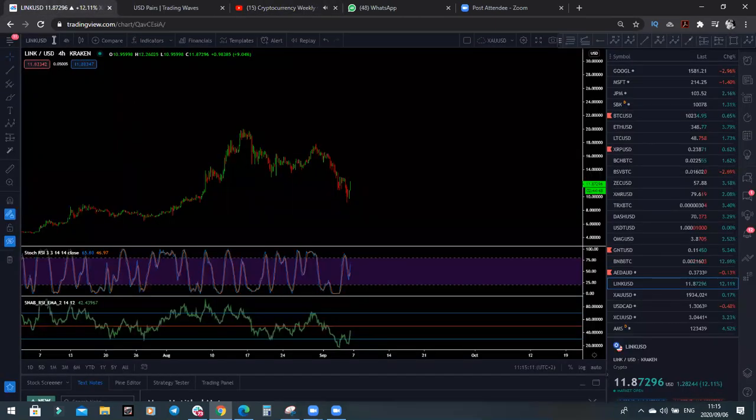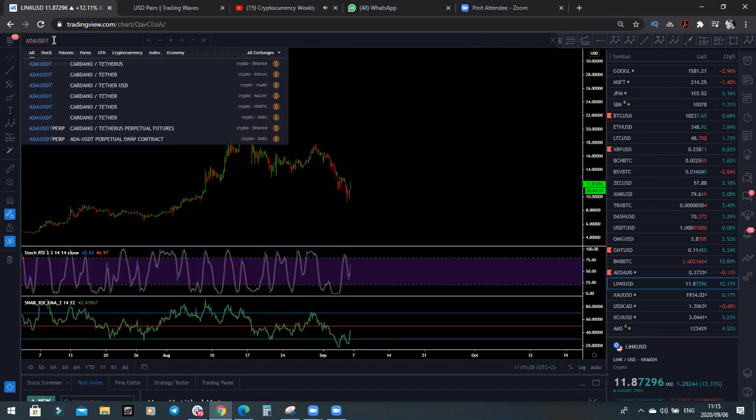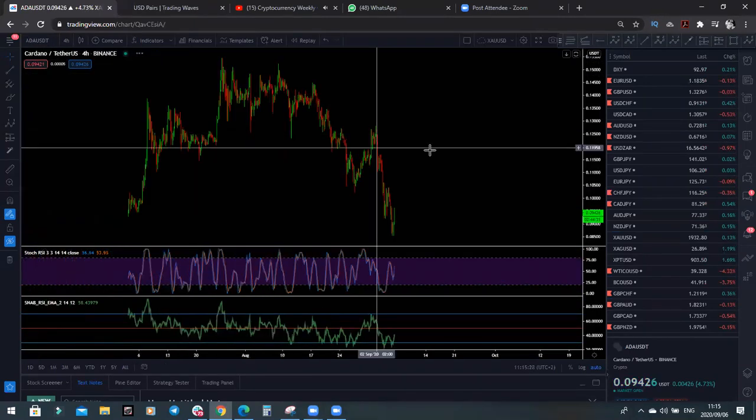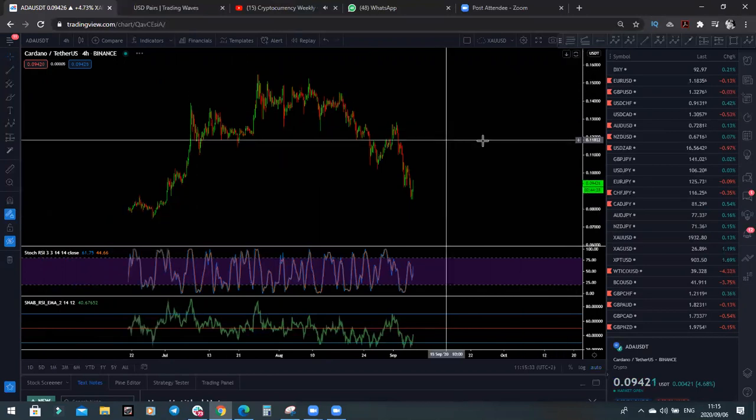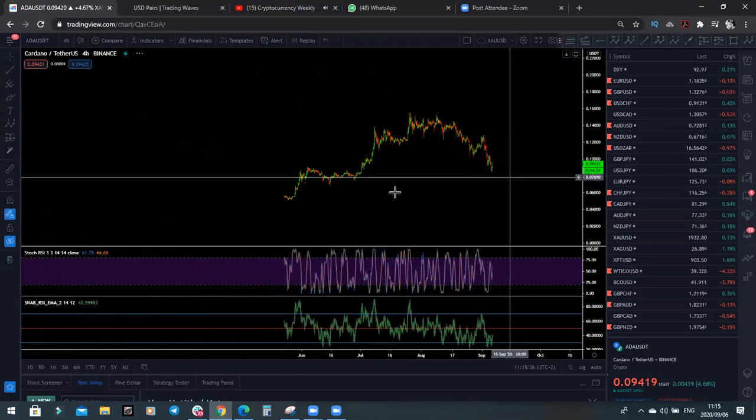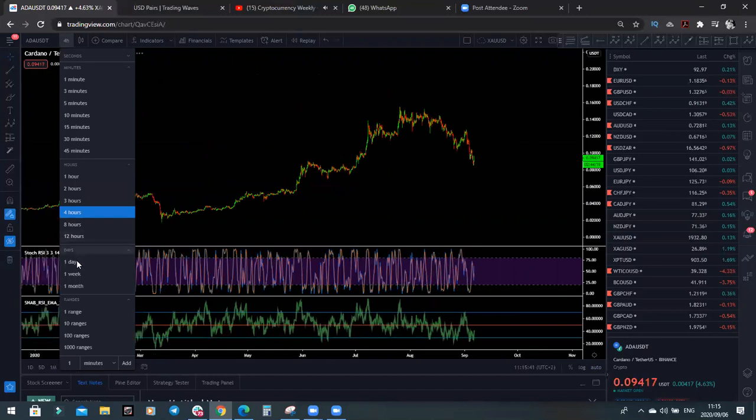ADA USDT. Can I find it? Let's see if we can find it. All right, so this was the requested one. Let's see here. With that, just looking at the indicator, this is still going to continue to the downside. Let's have a look. Let's put it up on the daily.